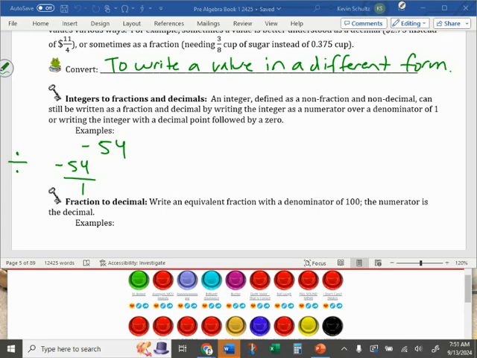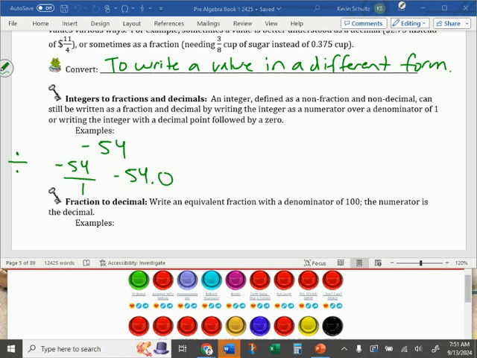0.54 would mean that you have less than a whole, right? We want to show that we have negative 54 wholes here. So you're close, just kind of backwards. It would be negative 54.0, right? Negative 54.0. Because negative 54 tells us that we have that many wholes. This decimal says the same thing. We have negative 54 wholes and nothing after that. No tenths, no hundredths, thousandths, anything like that.